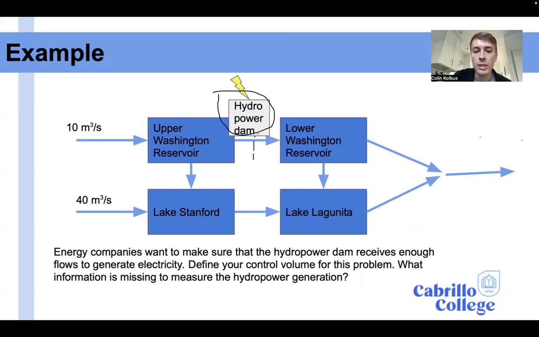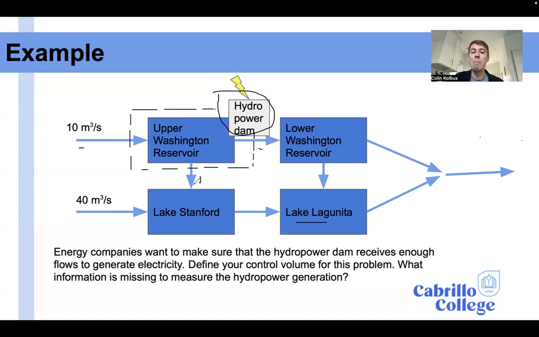And so our control volume is going to start here at least. I don't want to cut my reservoir in half because that's an easy thing to include the inputs and outputs of that system. So my control volume for this question is actually just going to be the Upper Washington Reservoir. I don't care what's happening in Lake Lagunita over here. I just want to know there's enough water to keep the flow at the right level for my hydropower dam. And so here we have one input and two outputs, and I'm only concerned with one of those outputs.